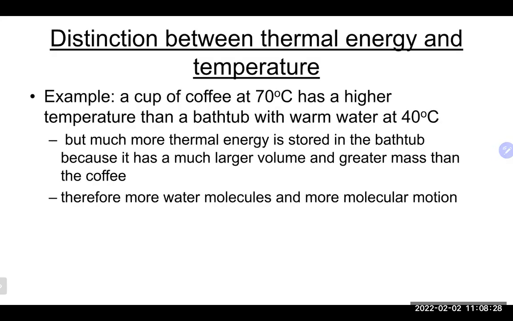So again, even though that coffee cup has a higher temperature, the water at a lower temperature would have more thermal energy because of the greater number of molecules present. The coffee cup itself ends up with a higher temperature because there are not so many atoms or molecules in there. Smaller volume, less energy needed to raise the temperature. So it does reflect a higher temperature. More atoms takes a lot more energy to get to an equivalent temperature. So there is a distinction between temperature and thermal energy.